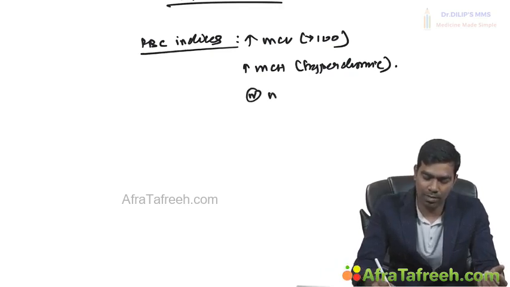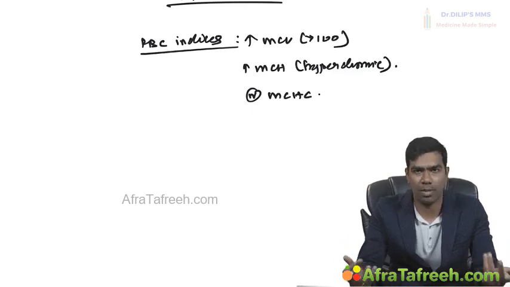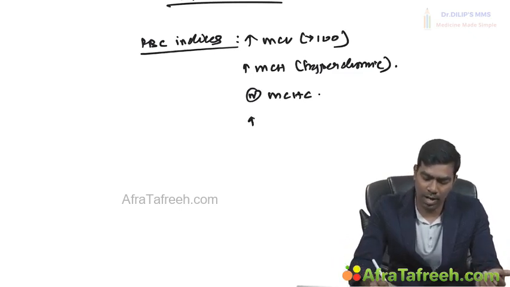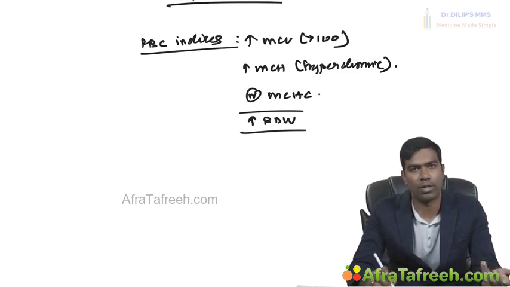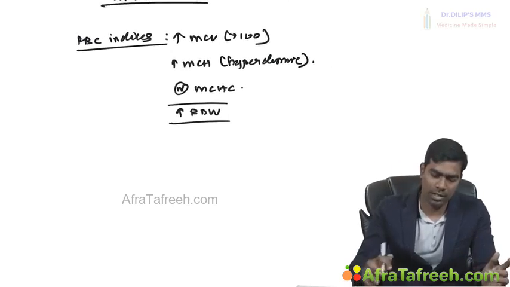At the same time, the patient will have normal MCHC. The concentration will be normal because the size of the cell is large. So MCHC will be normal, and red cell distribution width will be increased, which is again due to anisopoikilocytosis because of ineffective erythropoiesis. So these are the standard things that you have to know.